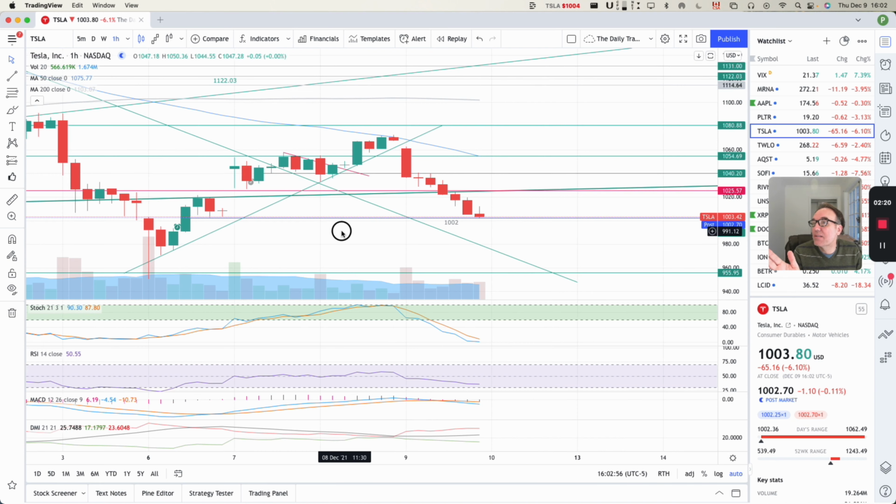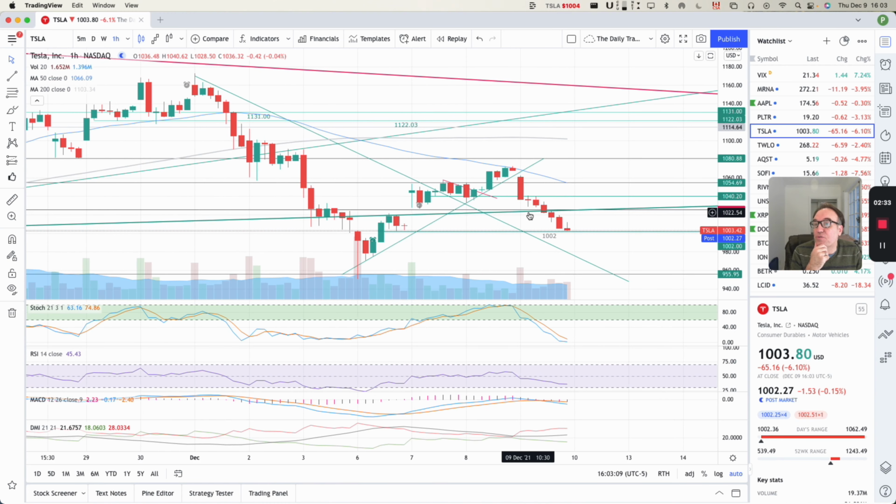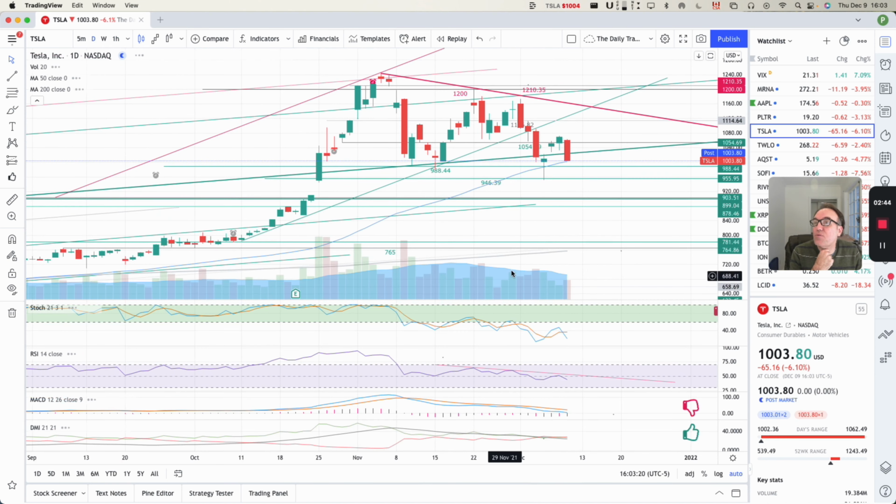So we are stabilizing on 1002. So 1002 that has been used on December 6th and also December 3rd. So we stabilized on 1002. And then stochastic on the hourly is really low. All of the steam in the stock just disappeared completely. Let's go back to the daily chart.